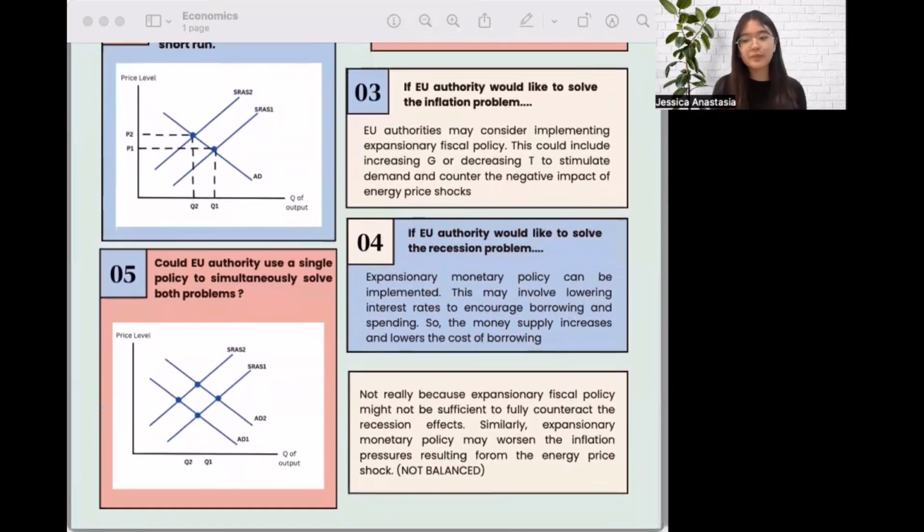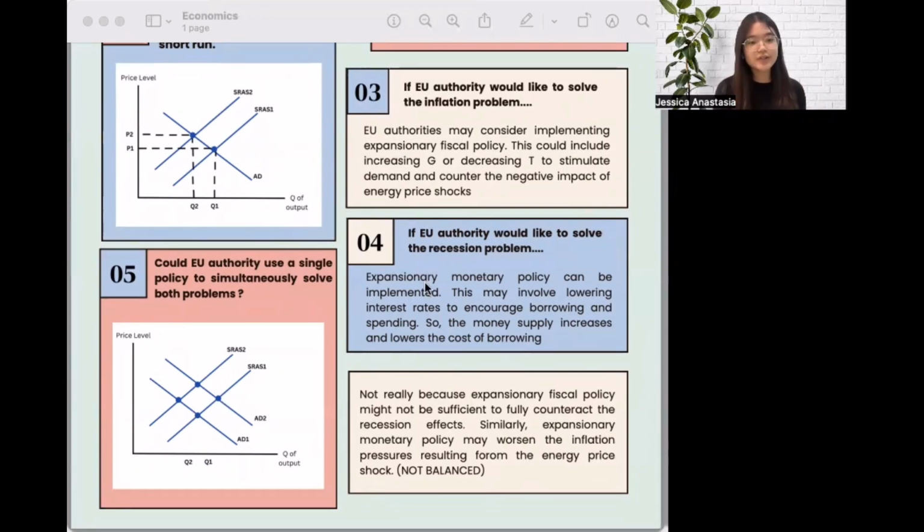To solve the recession problem, expansionary monetary policy can be implemented. This might involve lowering interest rates and implementing quantitative easing to encourage borrowing and spending. By increasing the money supply and lowering the cost of borrowing, expansionary monetary policy can help stimulate economic activity and counteract the recessionary effect of the energy price.